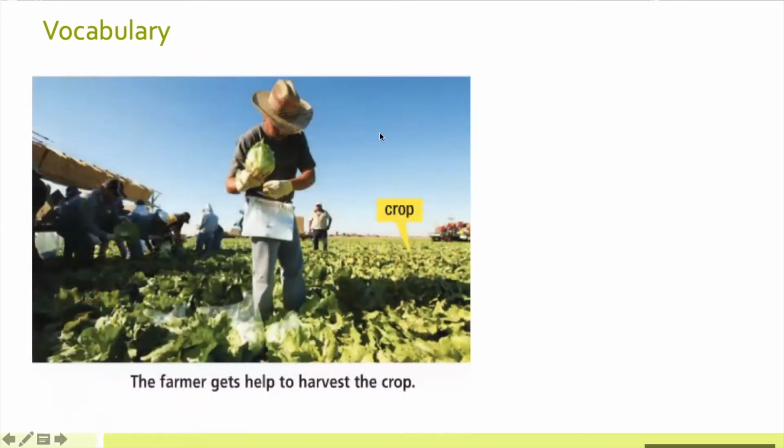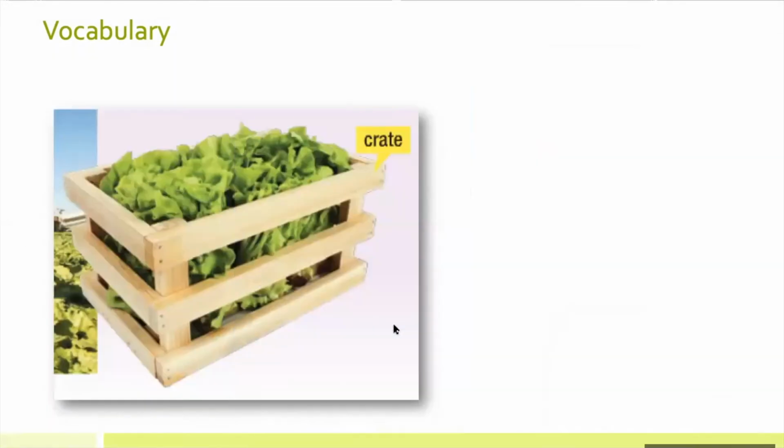And crops. These are the crops. The farmer gets help to harvest the crop. Crate. This is a crate where the farmer puts the crops.